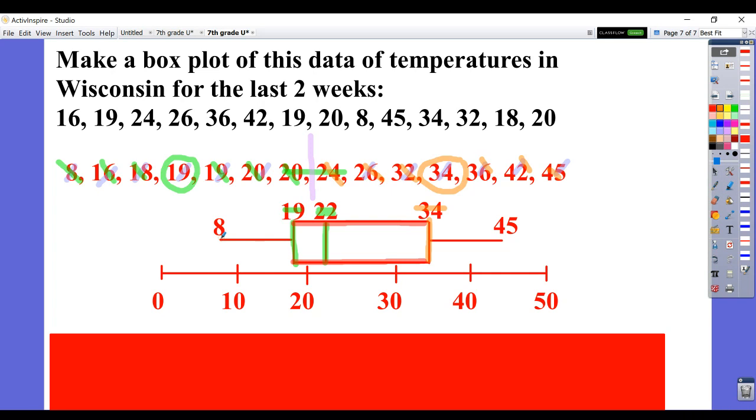Then I take and make my whisker, which is my extension to the lowest value and the highest value. You can put a little dot at the end there if you wish, you don't have to. And I write in, what is my lowest value? 8. What is my highest value? 45. So this is creating a box plot.